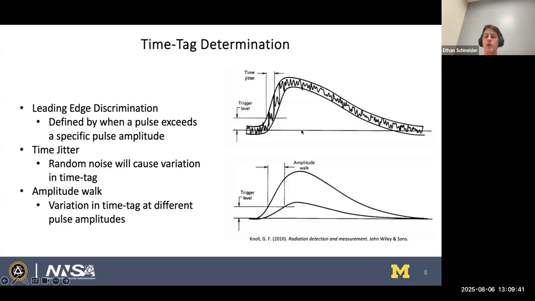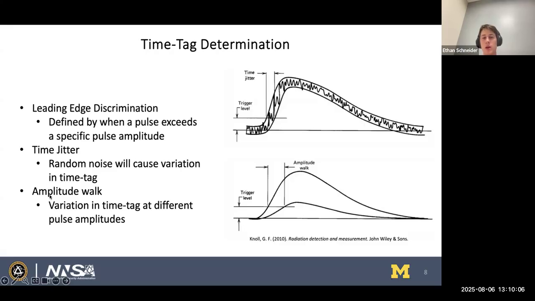But if you think about this, since we have a pulse that's going to have some kind of noise to it, some electronic noise of jitter, we're not going to have a smooth function. And therefore, we're going to have this variance within this trigger level just due to noise. It might jump above, it might jump below. So there's going to be some variation, some uncertainty in that leading edge, unfortunately. That's what we refer to as time jitter.